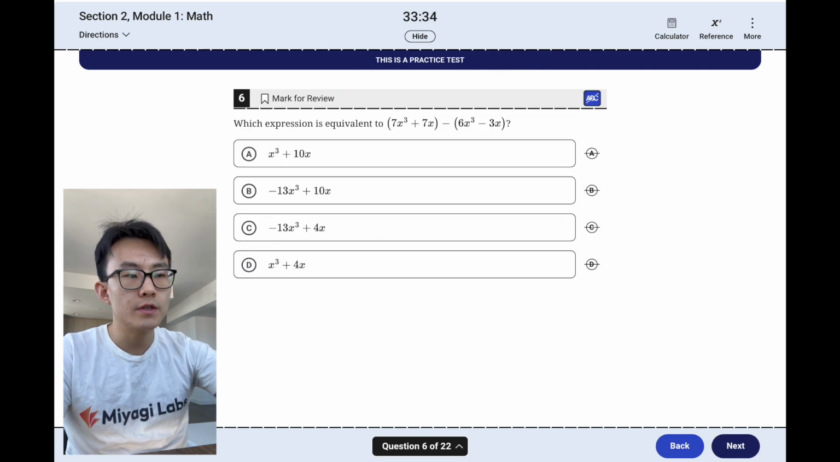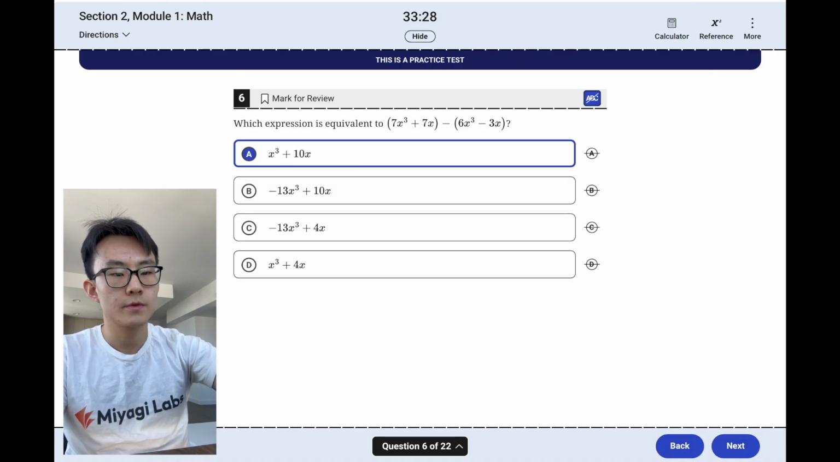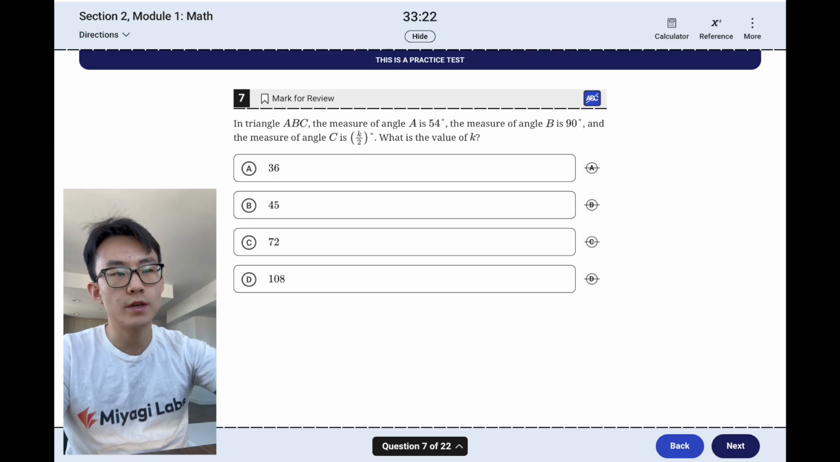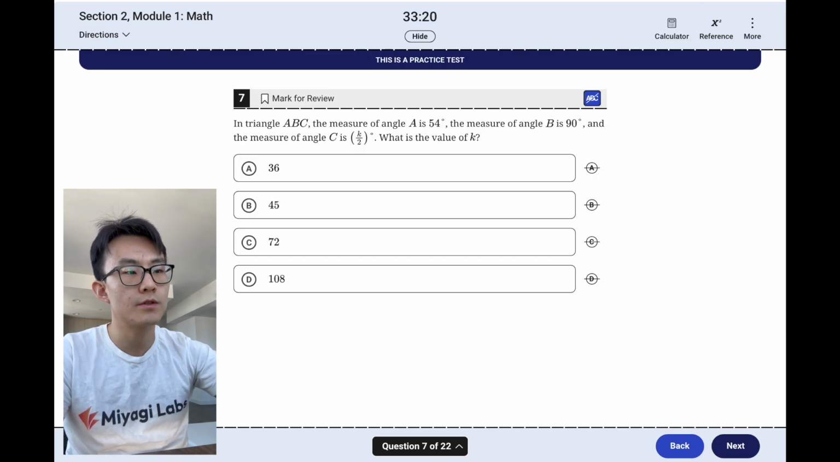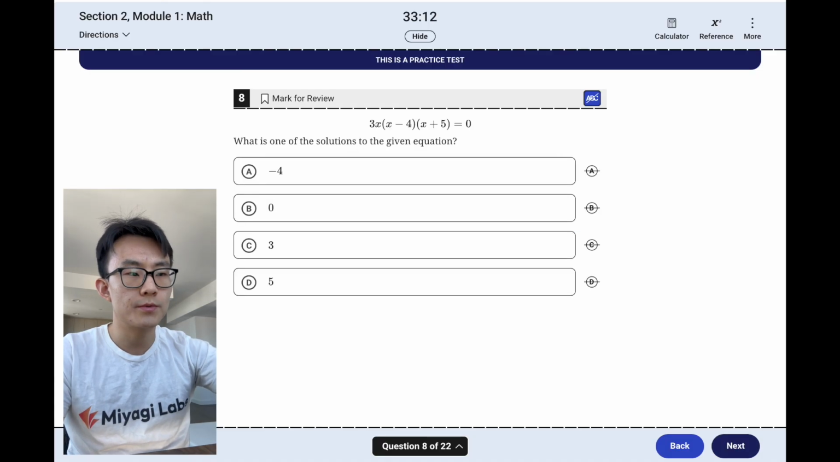Which is equivalent. So it's x cubed plus 10x. Distribute. The measure of, okay, so sum to 180, so C has to be 36, and 36 equals K over 2, so 72. What's one of the solutions? Well, a bunch of things multiply to 0, so x equals 0, 4, or -5. So 0.